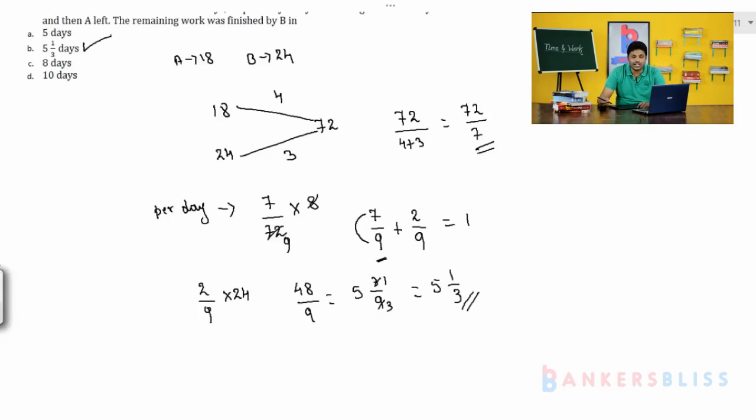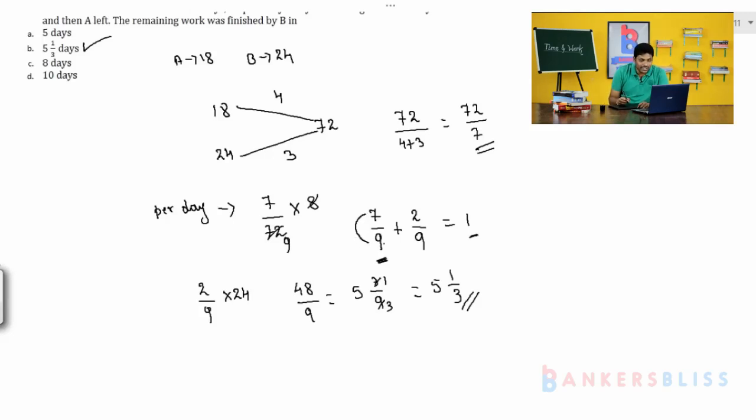Very simple to calculate, guys. 72 by 7 is the total number of days, but per day how much do they work? Per day it will be 7 by 72. Like that they work for 8 days. So in 8 days they are going to complete 7/9 of the work. But at the end of the day they have to complete the 100% of the work.